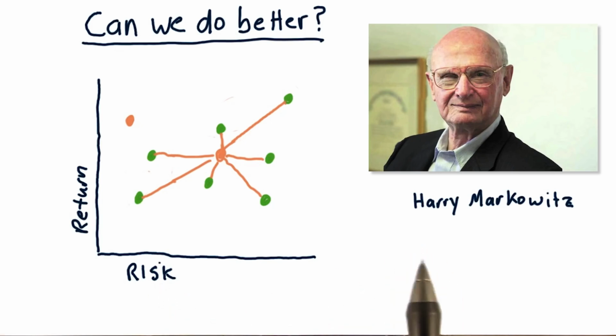Up until the time of his discovery, most people viewed bonds as the lowest risk asset. In other words, if you wanted low risk, you should use bonds only. Markowitz showed that a blend of stocks and bonds is actually lower risk than either one of those by themselves. And I'll show you how that makes sense in a moment.